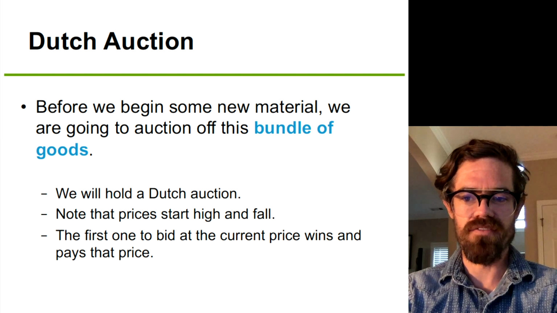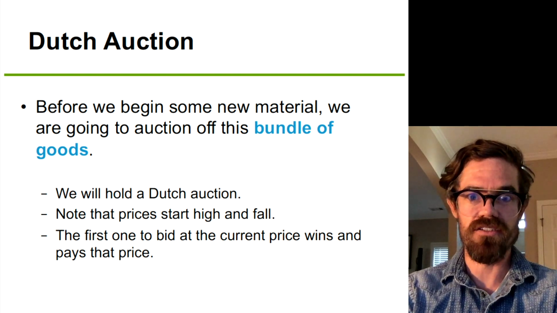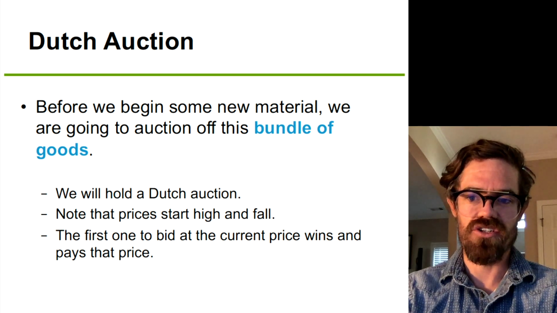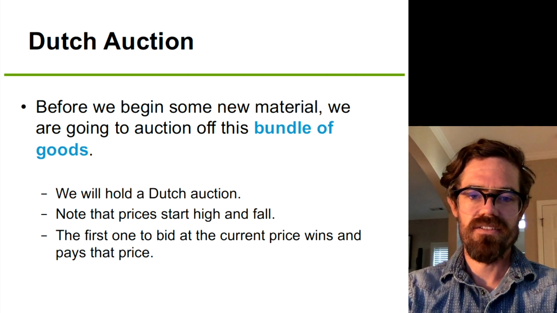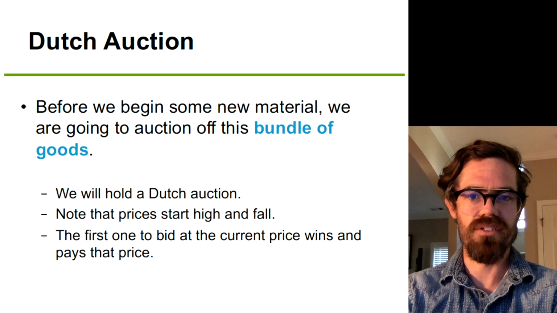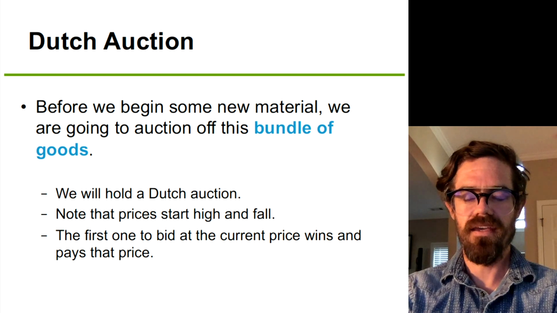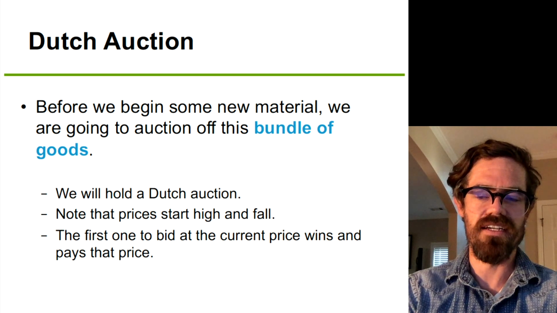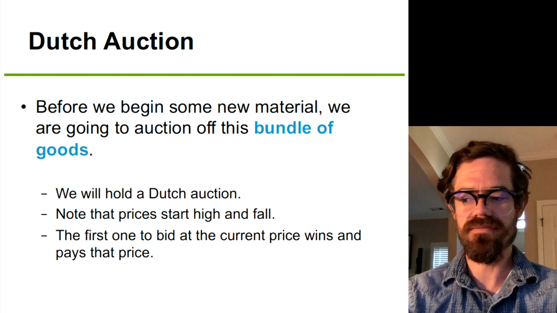The way I've done this before is I've had a basket of goodies, and I've auctioned off the basket using a Dutch auction. The reason it's called a Dutch auction is because this is how they actually sell tulips in the Netherlands. So that's where it gets its name from. It's a really interesting auction, and it relates to this material because I'll ask you at the end of the video how you think the Dutch auction relates to what we're talking about.